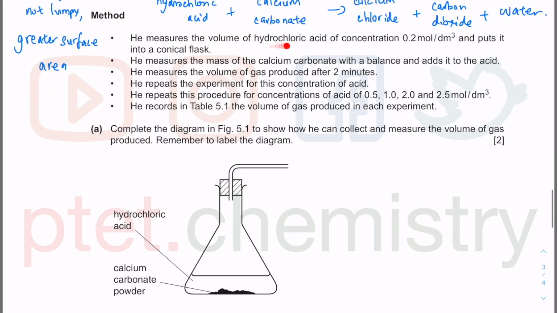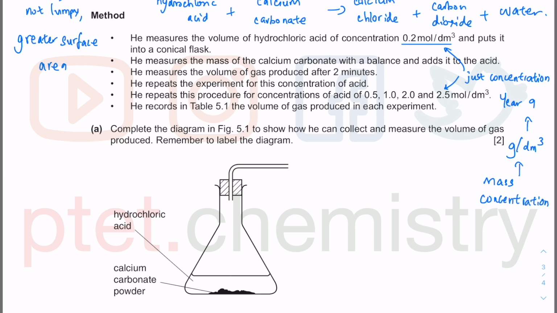So this student measured the volume of HCl. I don't think you would need too much of these 0.2 mole per dm cube. It's just concentration. So they are units of concentration. What you did back in year 9, in your syllabus, you learned about gram per dm cube. So this is called mass concentration. You can think of this mole per dm cube as something which is very similar to mass concentration. That was what you did in year 9. That is in your syllabus.